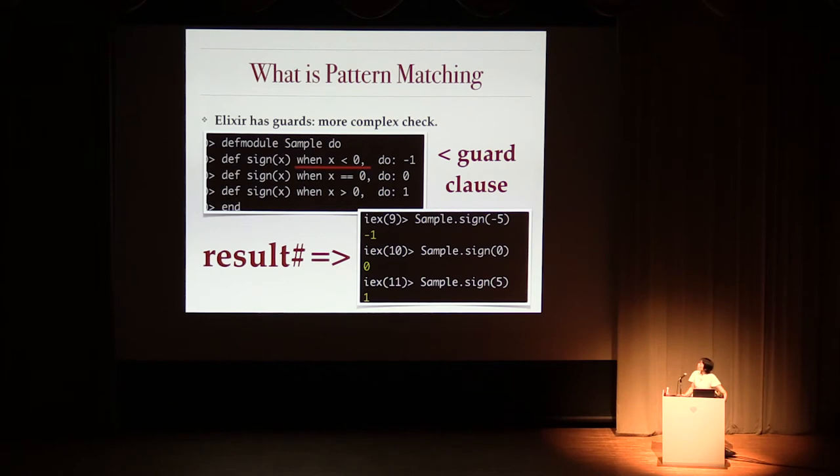And Elixir also has guard clauses. A guard makes it possible to check more complex conditions. For example, here is a guard clause. If the argument matches this condition, it executes here. So pass -5 and it matches here, a success, and returns -1, and 0 returns here. And with positive 5, it returns positive 1. This is a guard clause.